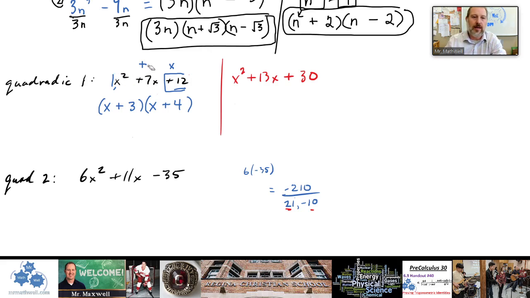And you don't believe me? Well, if we were to multiply this out, we should get the original question back. How do we multiply this out? FOIL method. Who remembers FOIL method? Yay! FOIL method.